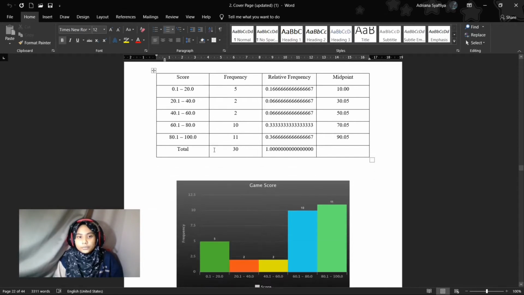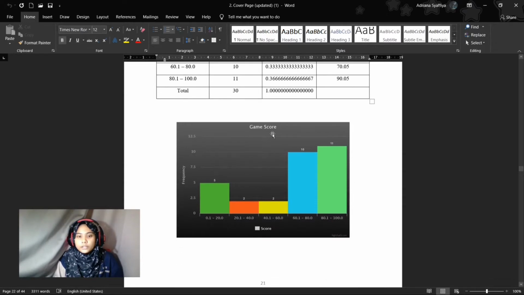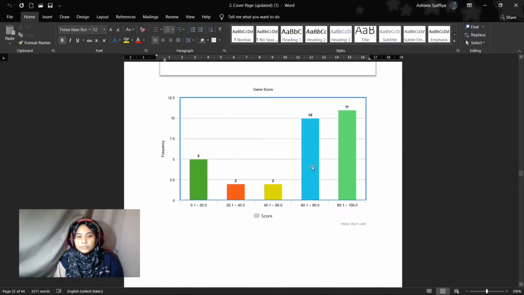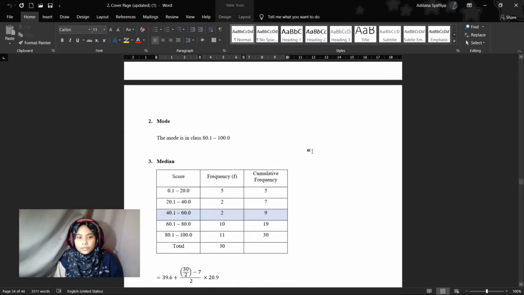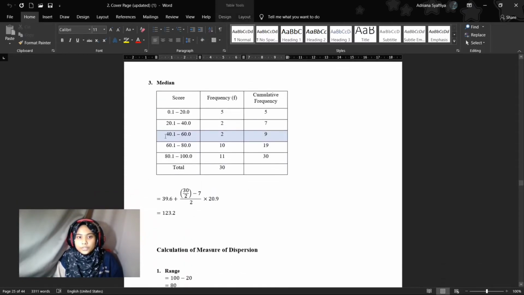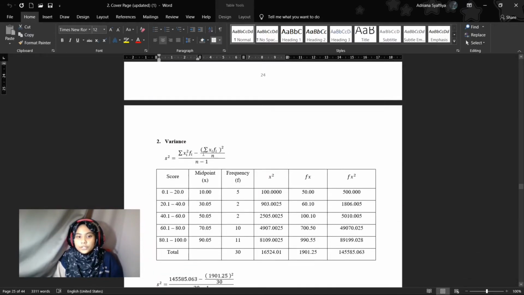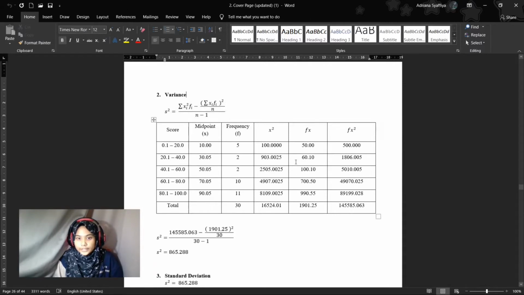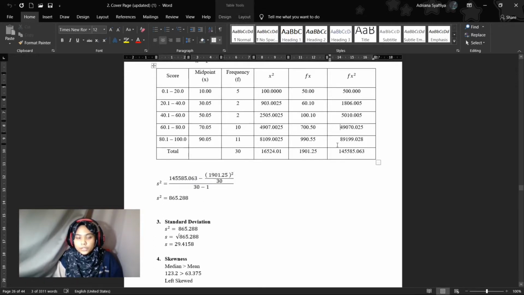And then this is the game score, this is the frequency table for game score. And then this is the histogram, box plot, bar chart, pie chart, and then this is where we calculate the central tendency. This is how we calculate the mean using the same formula as before. And then the mode, same as before, median, find the middle one, and then dispersion, range like before. And then for the variance, we use this formula again, and then we use this table to count it, and then put the numbers in the formula.